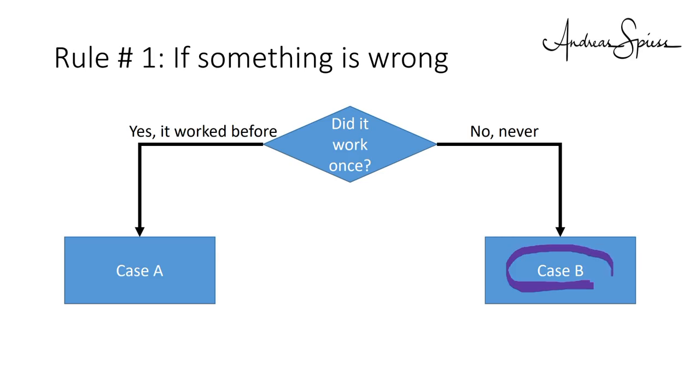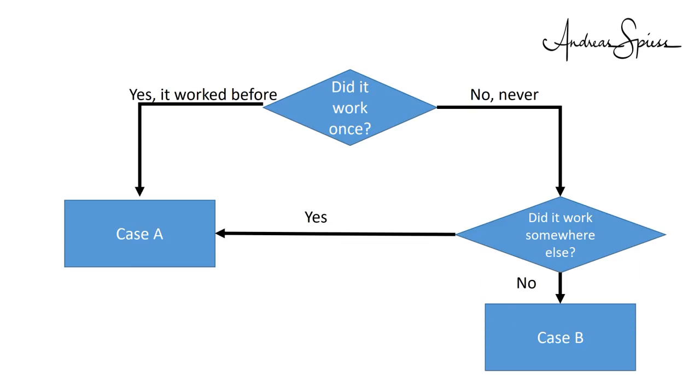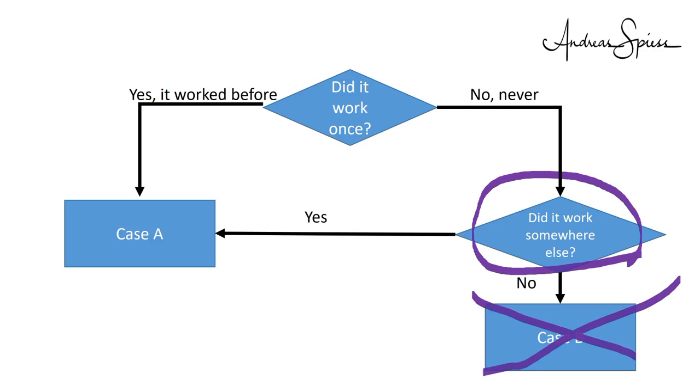Still case B, but we can extend our diagram with a second, slightly different question. Did it work somewhere else? And now we're able to avoid case B and treat our issue as a case A, which can be handled similarly to a repair, which can be solved fast and cheap. Cool. We have to keep this in mind for later.